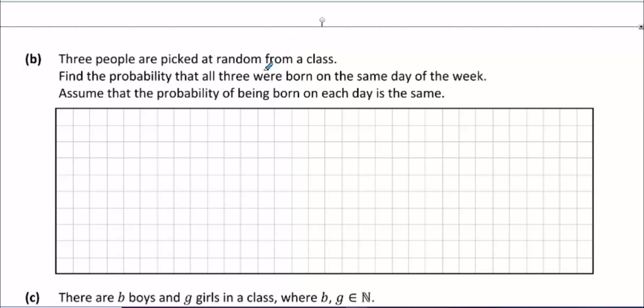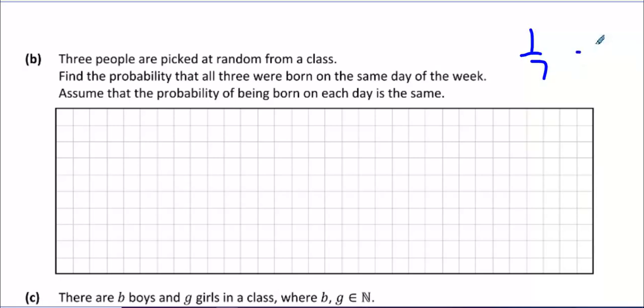Three people are picked at random from a class. The probability that all three were born on the same day of the week. Assume the probability of being born each day is the same. We've actually done this exact question in the book, which is a really nice question for people. So what's the probability the first person's born? No. What's the probability they exist? 1. The day is irrelevant. Why is the day irrelevant? He exists. What's the probability the second person has it on the same day?